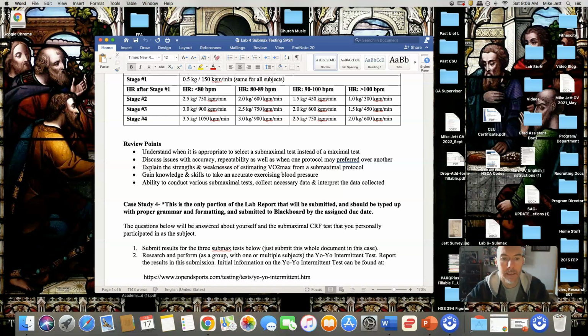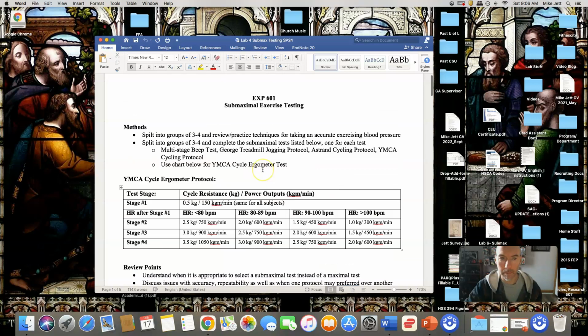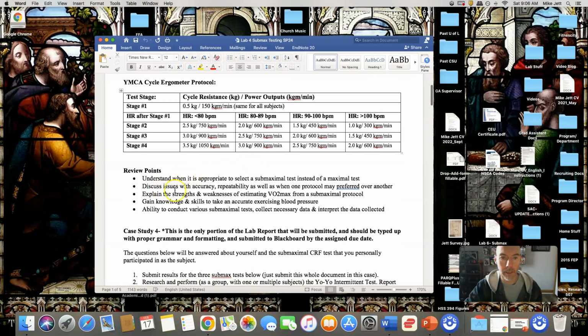Hello, class. The purpose of this video is to go over the review points from Lab 4, which is regarding submaximal cardiovascular fitness testing. So I have here on the screen Lab 4, and the review points are listed here. So what my plan is just to go to the PowerPoints and go find the appropriate slides relevant to the bullet point listed and sort of talk about that.